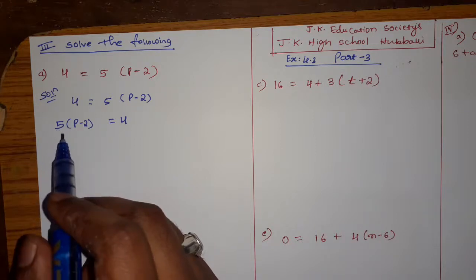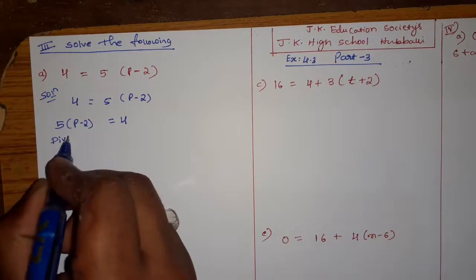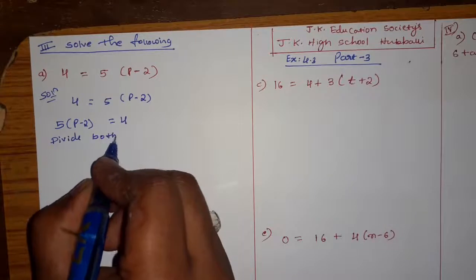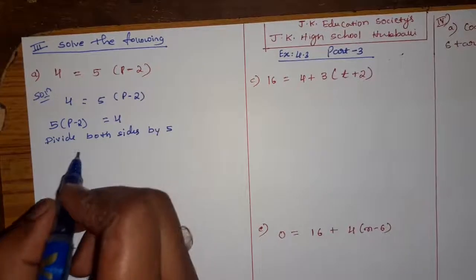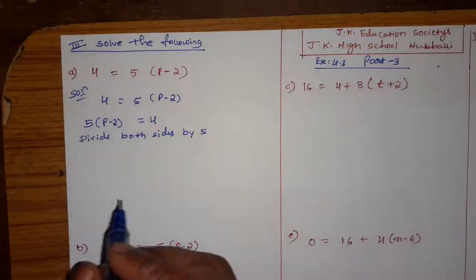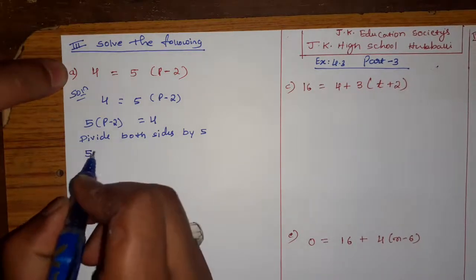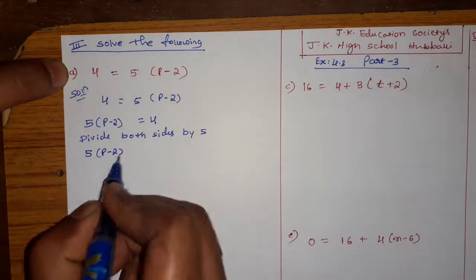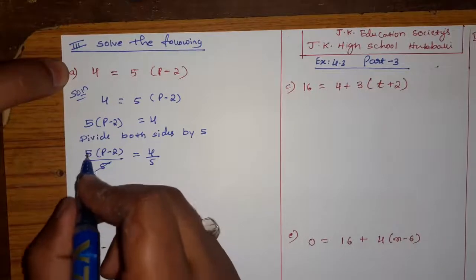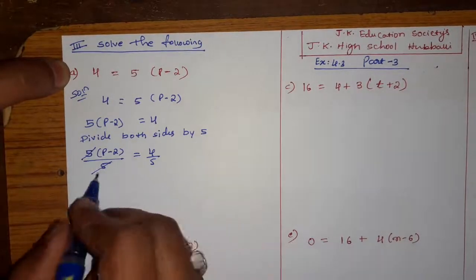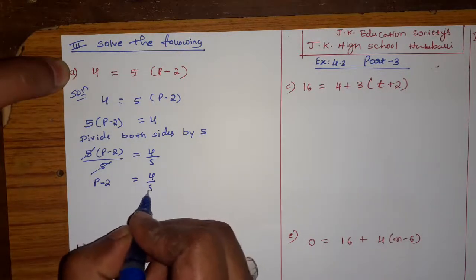divide both sides by 5. Divide both sides by 5. And this 5 will get cancelled. What remains? P minus 2 remains, is equal to 4 by 5.